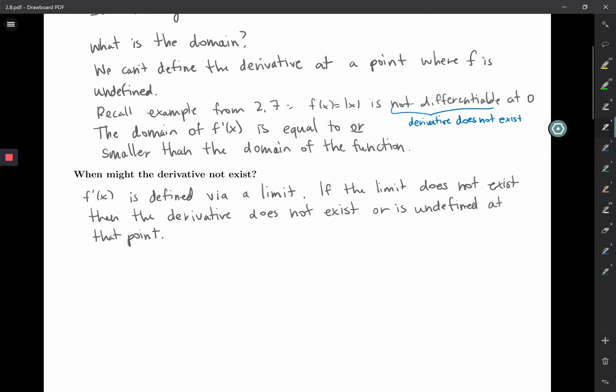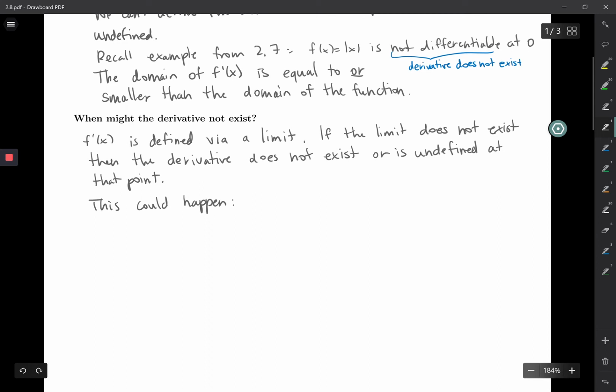So this could happen when, as we talked about, f of a is not defined. So let me say it this way: if the function is not defined at the point, and more generally, if the function is not continuous at that point.